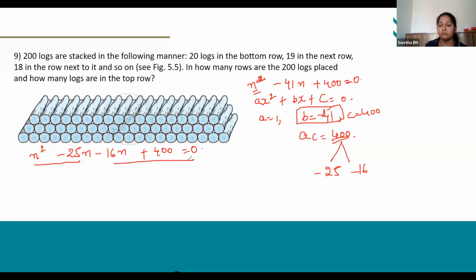So, group the terms, children. What is common here? n is common, n minus 25. See, here we have n minus 25, but here we have a plus sign. So what do you have to do? Take minus as a common factor. And we can take 16, I think. Can you take 16 as a common factor?